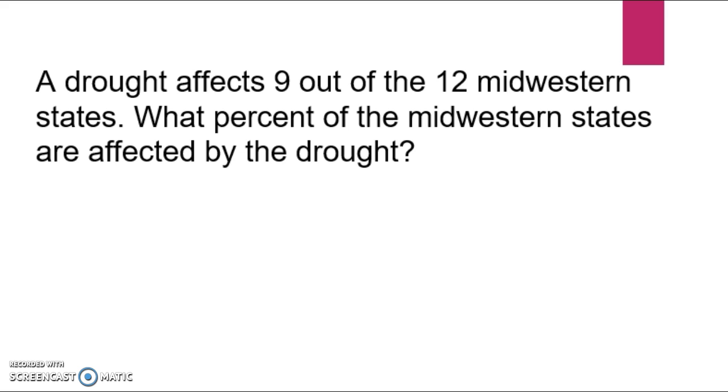All right, so this says a drought affects 9 out of the 12 Midwestern states. So I know that 9 out of 12 is probably important since those are my numbers in the problem. What percent, so I know that I'm finding what percent of Midwestern states are affected by the drought. So I have 9 out of 12 here. Now I need to find a percent. Now the thing about this is that I can't multiply or divide 12 to get into 100 very easily. That's a little bit more difficult. So a lot like on your tests when I tell you to find your percentage, that's what we're going to do here.